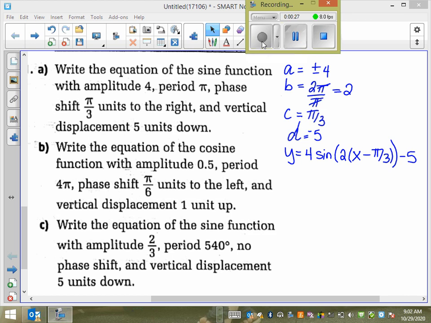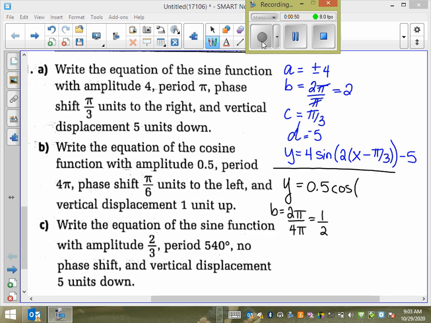So for B, write the equation of the cosine function with amplitude of 0.5. So we can go y equals 0.5 cos. B value, the period is 4 pi. So I can go B equals 2 pi divided by 4 pi, which is a half. Does that make sense for B to be a half and my period to double? If B is a half, my period will double, because my horizontal stretch will be by 2, right? So it does make sense.